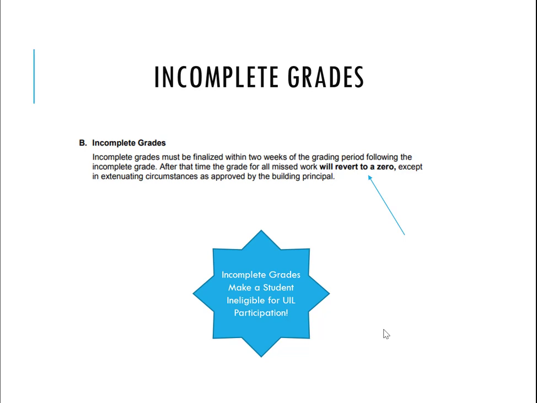They eventually will revert to a 0. And so if you don't remember that you put an incomplete in the grade book, which is indicated by putting an I, then within 2 weeks of the grading period, that will be converted into a 0 unless you have communicated a special need for a student.